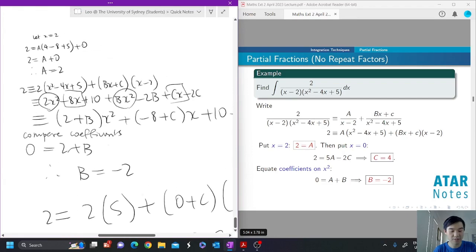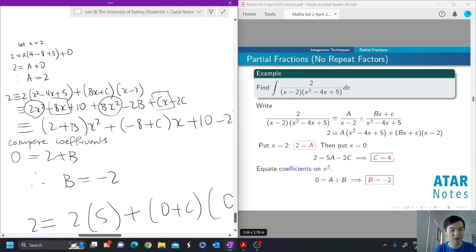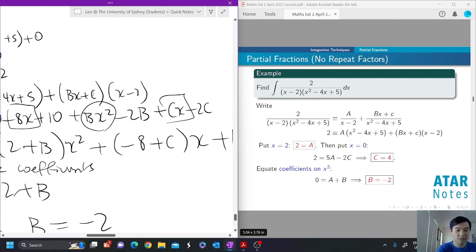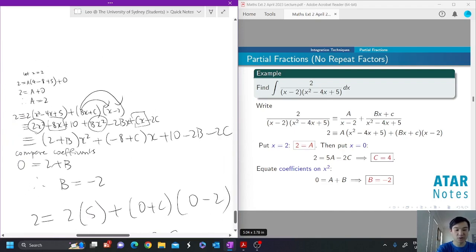So what happened here when I was comparing coefficients, bx squared minus 2b. Okay, I think I realized what happened. This is bx, and that is minus 2bx. So I left out an x here. So be careful. We got a 2bx, so that changes things because this will be minus 8 plus c plus 2b. And here, instead of a 2b, it would have just been 10 minus 2c.